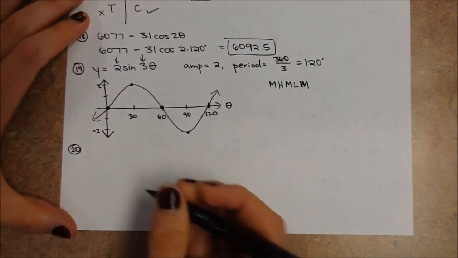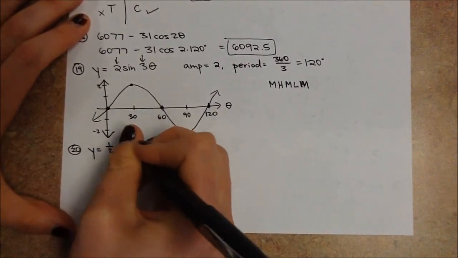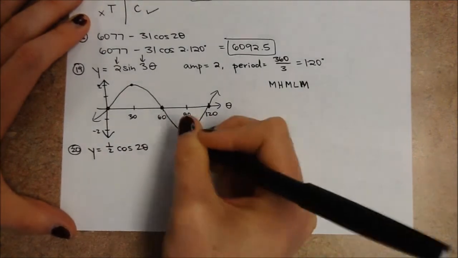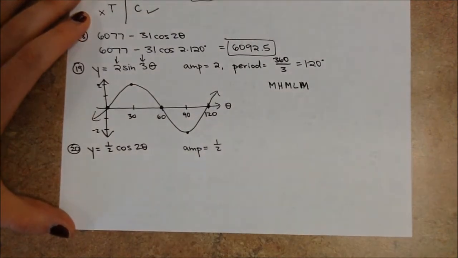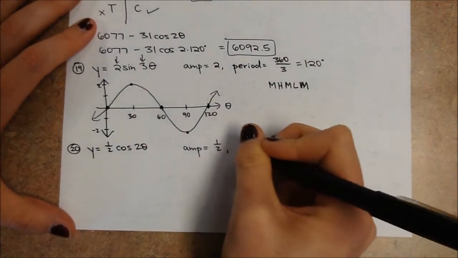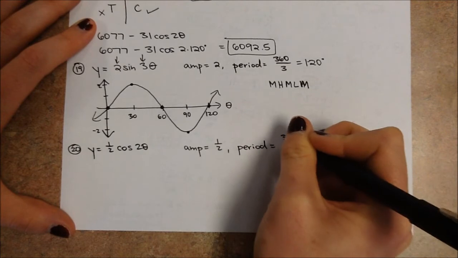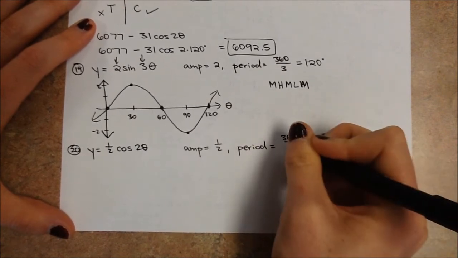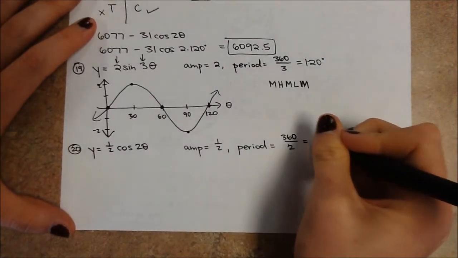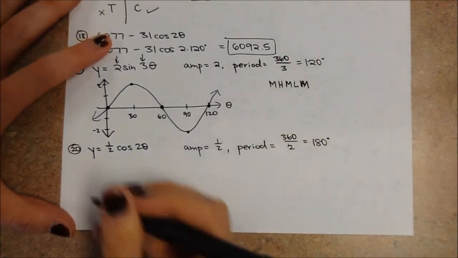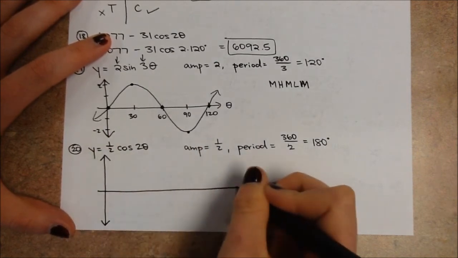Okay, number 20. Okay, so we're basically doing the same thing here. This time the amplitude is 1/2, so it's going to be kind of like a squished graph from what the original is. Period, same formula. We start with 360 degrees and then divide it by whatever number is attached to the theta. Here that's a 2. So we get 180. No vertical shift, no phase shift, just kind of a basic graph here.